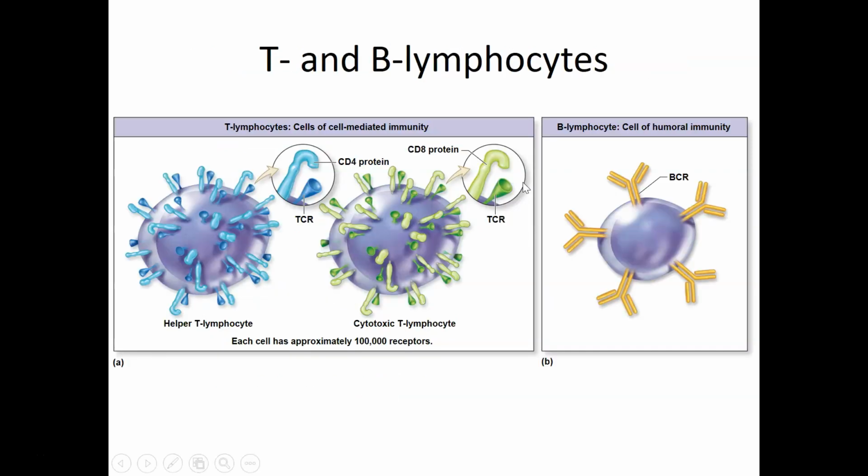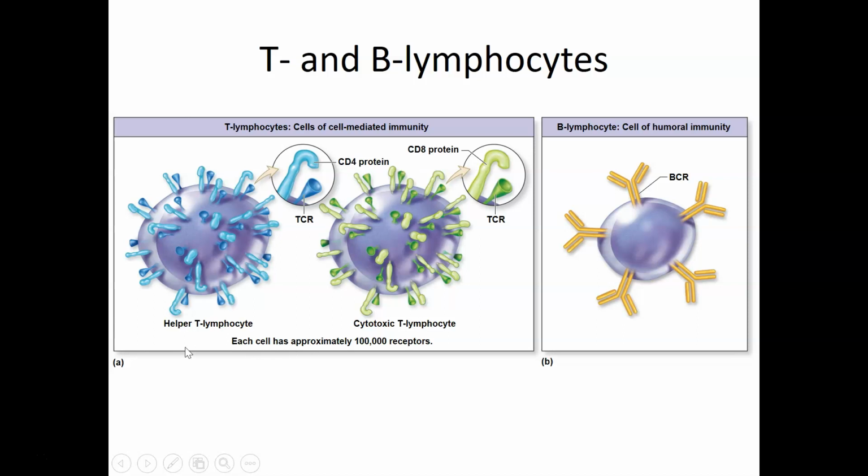This slide is just showing the end result of maturation for both B cells and T cells. B cells have this kind of Y-shaped antigen receptor, the B cell receptor, and the tips of the Ys are the antigen binding sites. For any given B cell, those are all the same. For different B cells, these are going to be unique. Every B cell has a unique antigen binding capability.